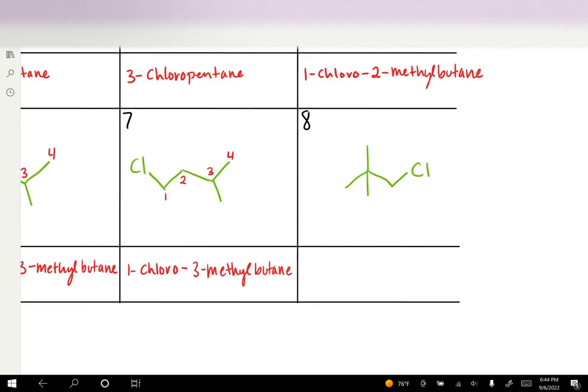Now again, we've got to keep track of our main chain. Can number it any which way. All 3 of these carbons are equivalent, but I'm going to call it 1, 2, 3. Oh, I went backwards. Again, lowest locator numbers, 1, 2, 3. There we go.